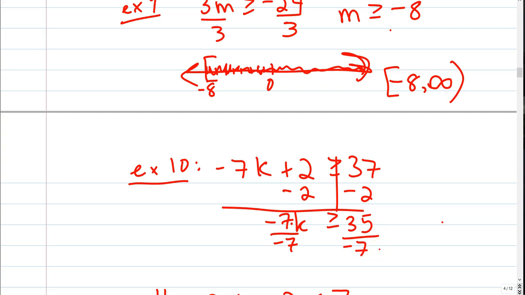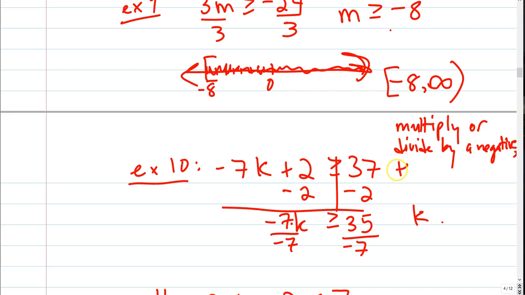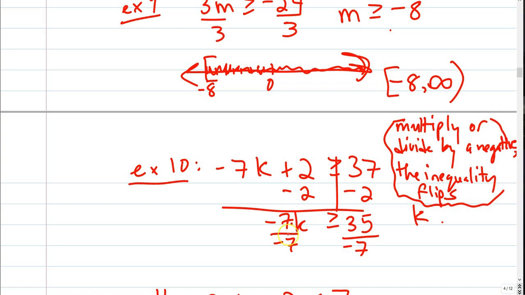Why do I keep focusing on the negative? Because this is the exception with inequalities. Whenever we multiply or divide by a negative, the inequality must flip. So this situation, it was greater than or equal to, it becomes less than or equal to negative 5.